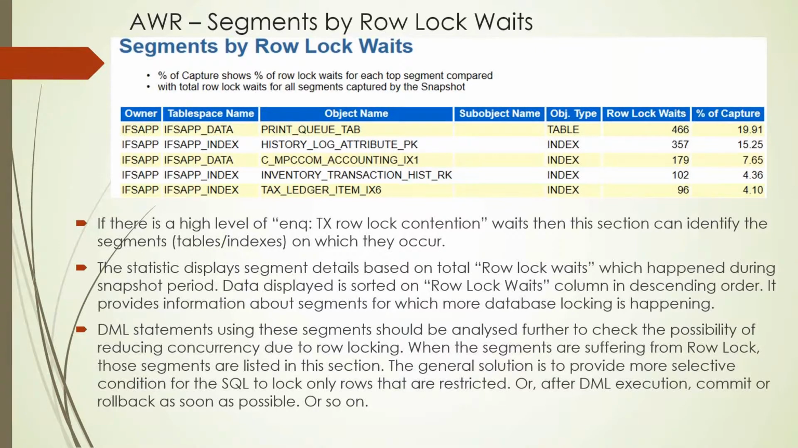Then it is your row lock waits. In this particular AWR, we have a row lock contention issue. If there is a high level of enqueue TX row lock contention, you will find the segment over here, so this is the segment we need to find. The statistics display the segment details based on total row lock waits. So in this particular AWR, we have an issue with row lock contention.